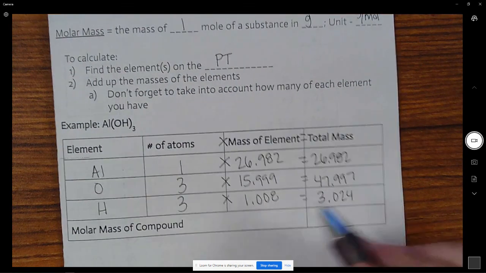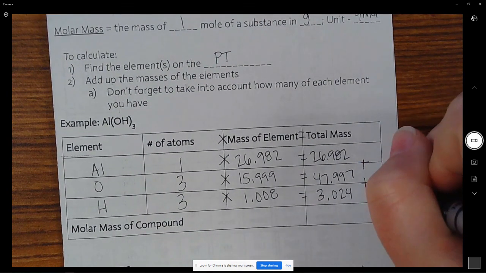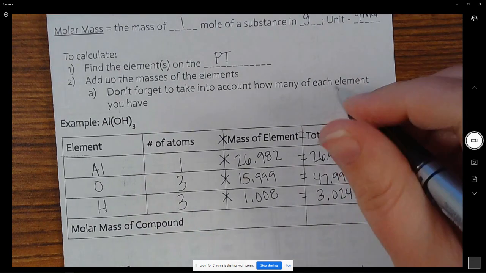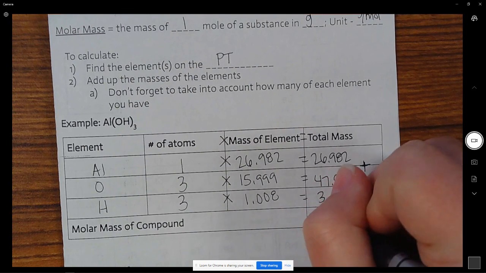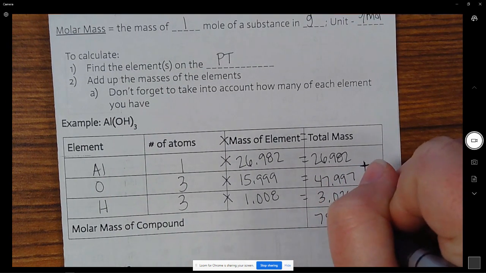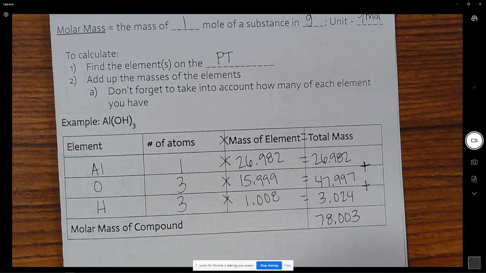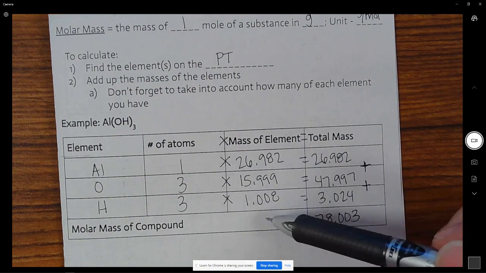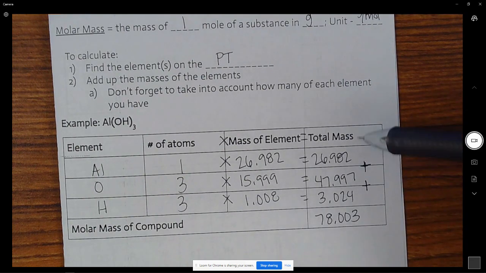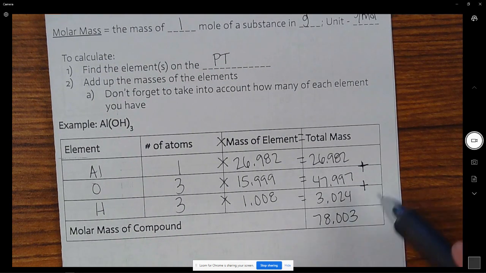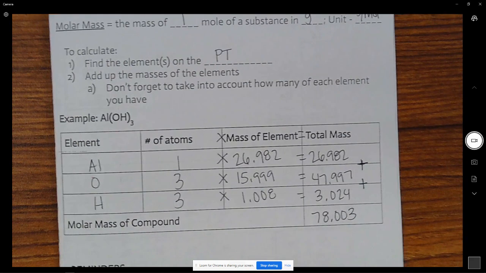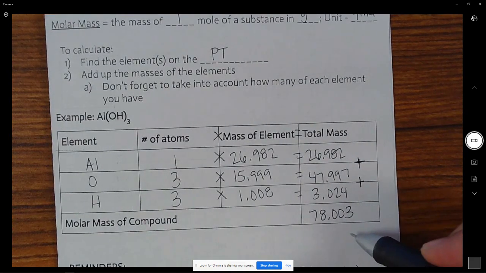To get the molar mass of our compound, we add up the masses of our elements. So you take this one plus 47.997 plus 3.024, and you get 78.003. Now, I have been telling you that you need to make sure you have units with your numbers. Right now, we're not concerned about it because it says mass, so we know it's in grams. This says molar mass, therefore we know it's grams per mole. So right now, we're not concerned about putting units. As a matter of fact, do not put units on your assignment you have today. But that's all there is to calculating molar mass.